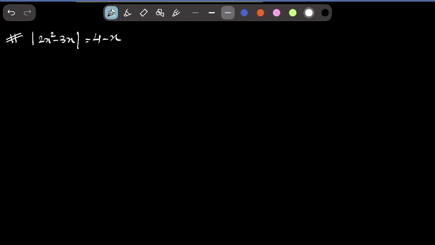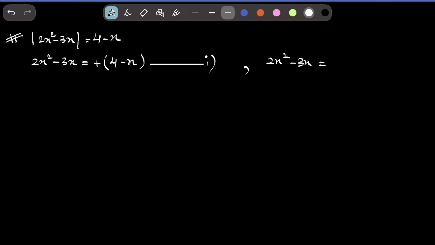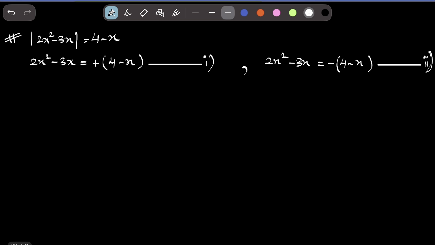Yes, so now how are we going to approach these types of questions? Again, we are going to use the same properties which we have discussed above. So I will be opening this particular question, 2x square minus 3x. I will remove this modulus sign from the left, and I will put a plus sign. This is going to give me my equation number 1. And in the same way, I will write 2x square minus 3x is equals to minus of 4 minus x. This is going to be my equation number 2. I will be solving both the equations simultaneously. So let's move further.